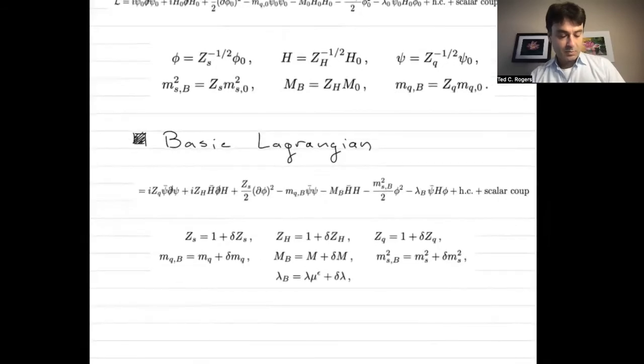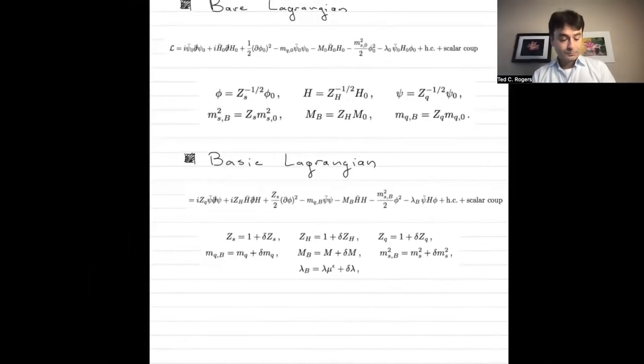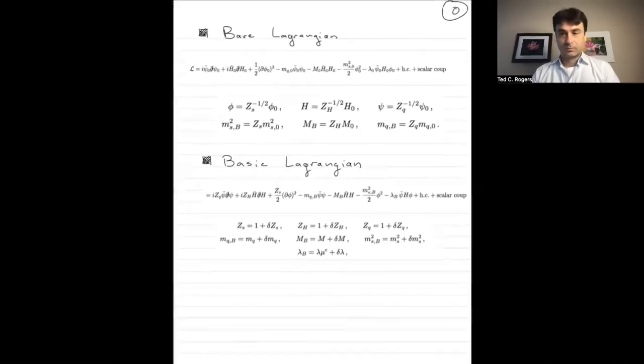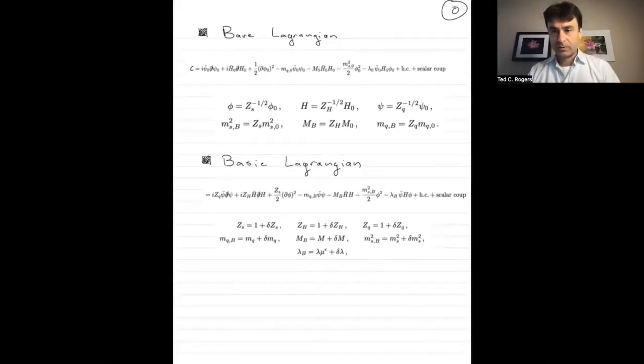Okay, and again, the capital B stands for basic. That can be a little bit confusing because you might think B stands for bare. It doesn't in this case. Okay. Now, again, I hope these steps are familiar. We're just going through them to establish context for what we do next, establish notation and conventions and so forth.